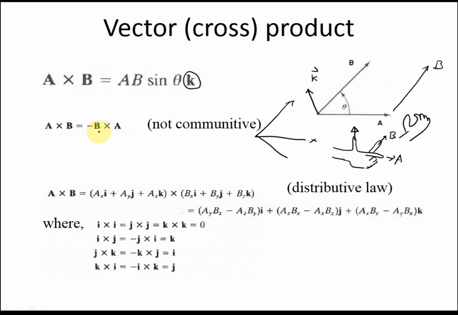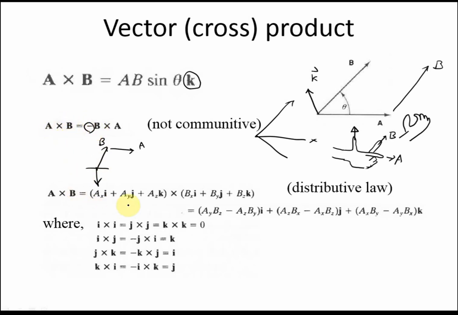But if you change the order, B cross product A, that means you start from B first and then A, like that. So if you use this right hand rule, your index finger should be aligned with B, and your middle finger should be aligned with A. Your thumb will be directed going down. So that's why the resultant direction will be opposite if you change the order.